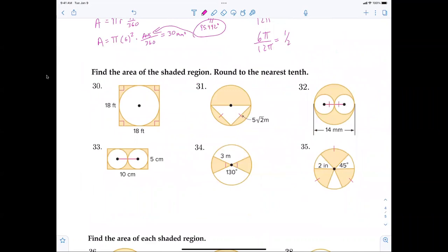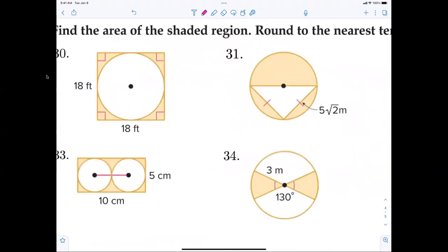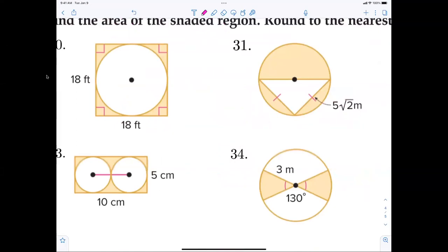All right, now we have area of a shaded region. For whatever reason, this is difficult for kids as well. So if I'm looking at number 30, I would like everyone to just say, obviously, the area of the shaded region is 324 minus 81 pi square feet, right? Obvious. Come on now. Who's going to help me out with that explanation?